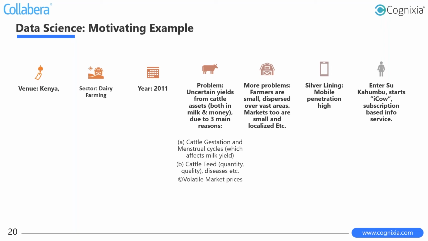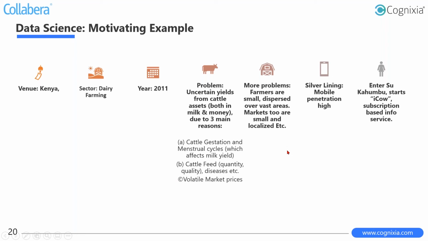This is a story of Kenya, and the sector is dairy farming, somewhere in 2011, right? There was mainly one problem, that is uncertain yields from cattle, cattle assets, both in milk and money, right? And there were three main reasons that affect the milk yield: cattle gestation, cattle feed, like quantity, quality, and disease, and then volatile market prices.